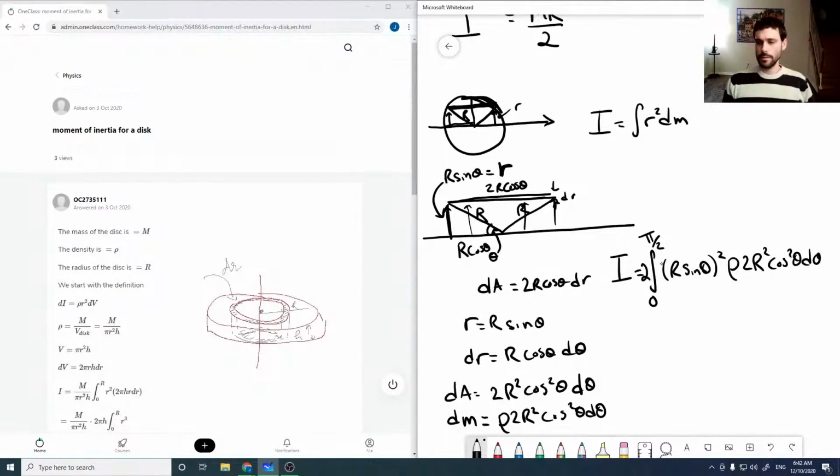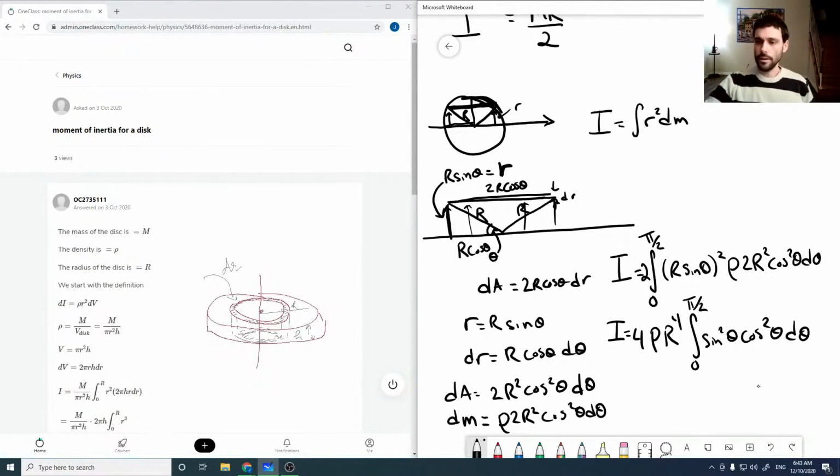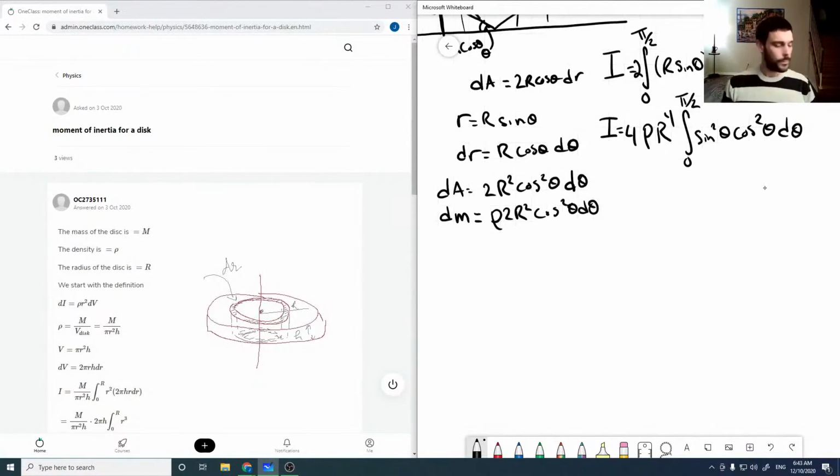Okay, so now collecting some of these constants out front. I've got a rho r squared and another r squared. These are all the full radius of the circle, so that would be 4 rho r to the 4th, integral 0 to pi over 2 sine squared theta cos squared theta d theta. Now for this integral, I had to look it up. So then our moment of inertia is 4 rho r to the 4th.